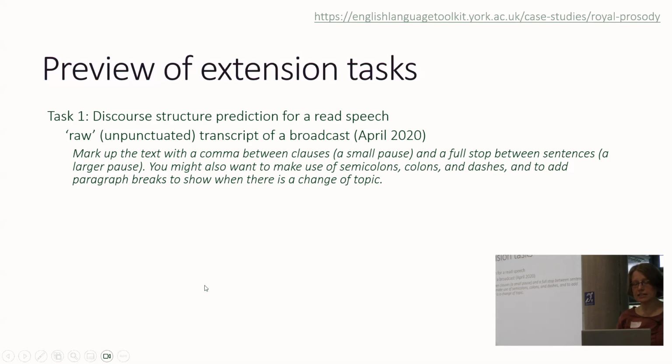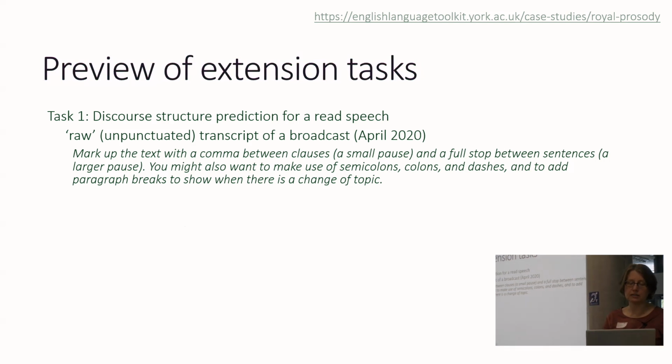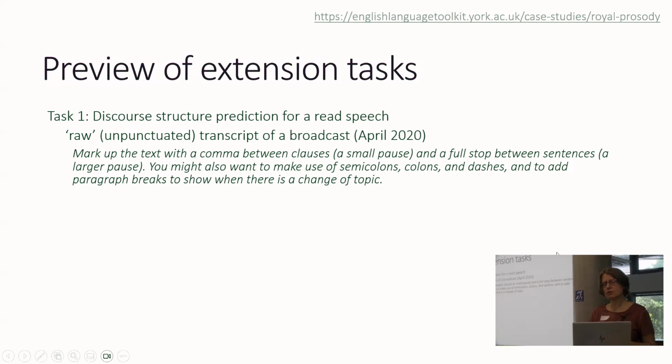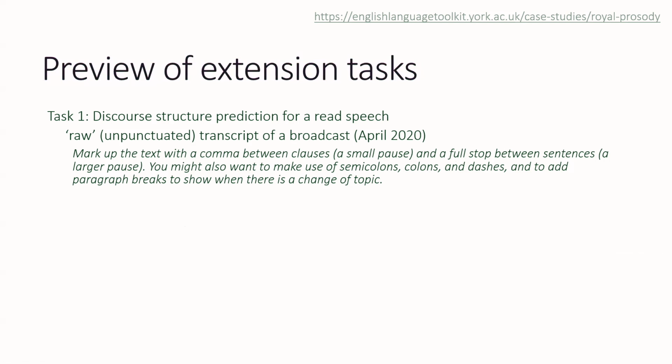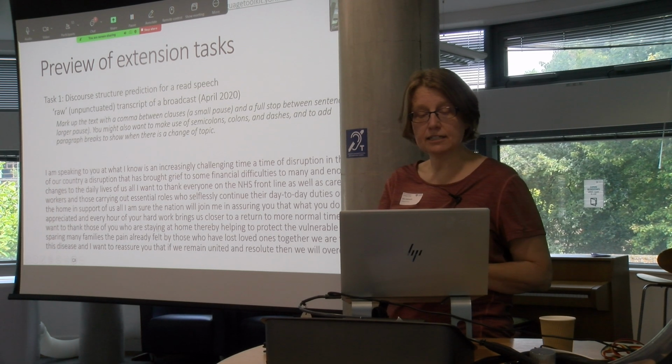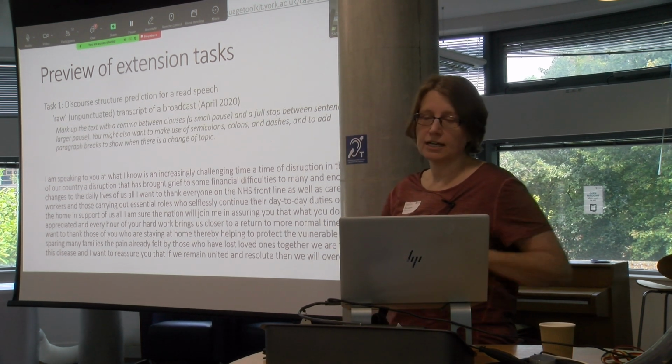So one of the tasks is we've given you a raw, unpunctuated transcript of a broadcast, and the suggested task is to put the punctuation in where you think it should be. Because we're using commas to mark short pauses and full stops between sentences. But they might also want to go crazy and use some semicolons and colons and things, and to add paragraph breaks. This was a text, the sort of COVID broadcast, as it were.